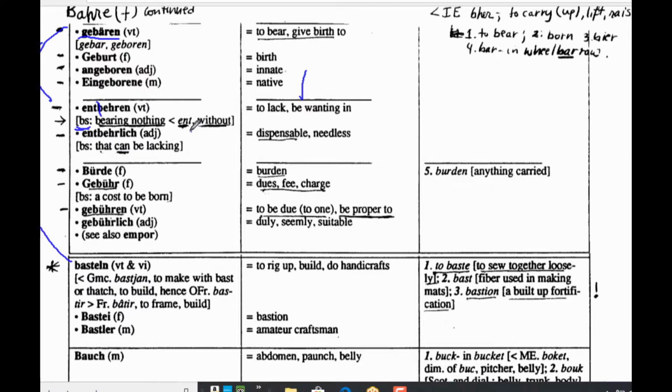Okay, so they're showing here ent means without. So entbehrlich, indispensable. You can do away with it. It can be lacking. And then die Bürde, the burden, again, that which you bear. Die Gebühr, cost to be born, but it really means the fees or duty. So you have even a fee to enter into a theater or something could be die Gebühr. The cost that you bear in going into a concert or something. Gebühren, to be due to, be proper to. And then, so that's the end of that. That's all those words that are related together.